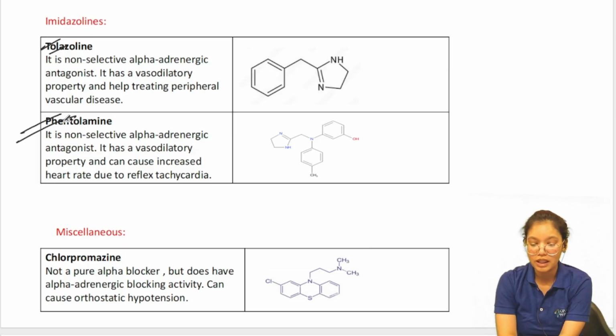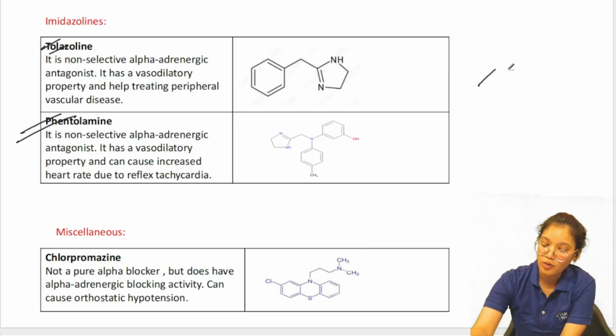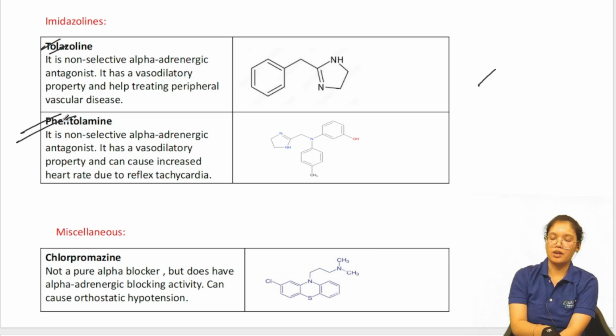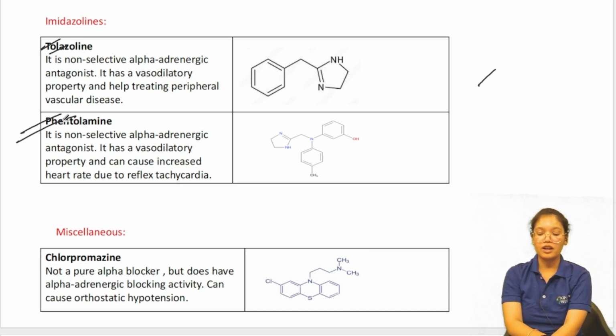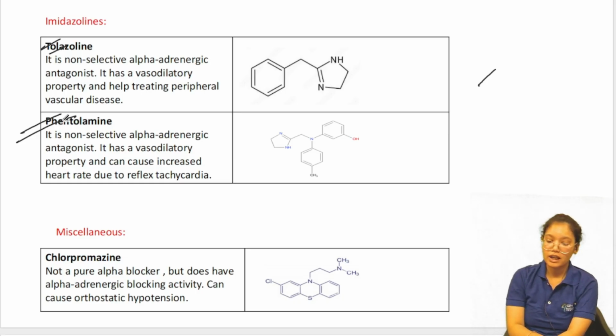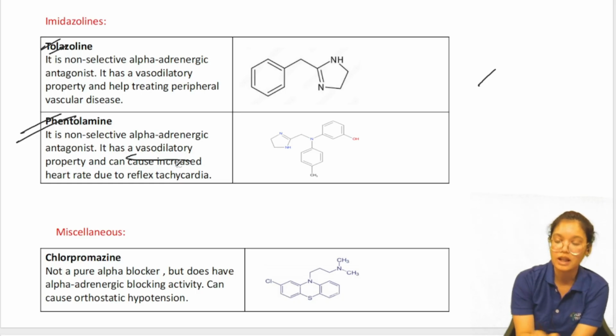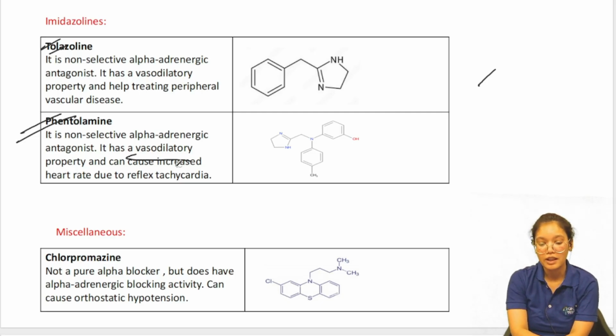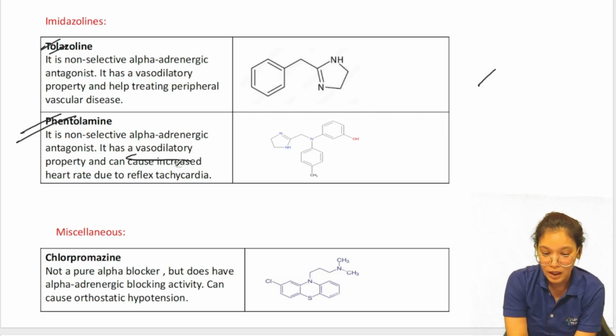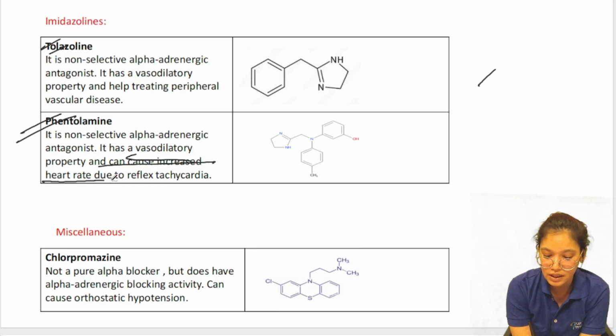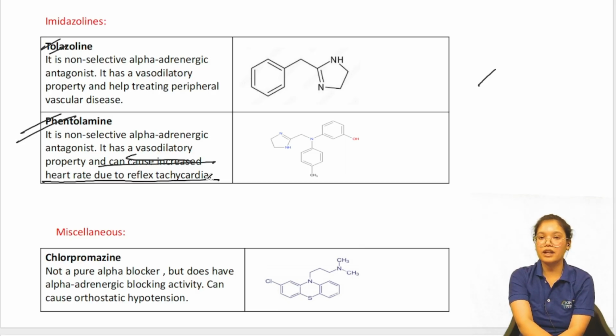Second is phentolamine. We can say it is a non-selective alpha adrenergic antagonist. It also has a vasodilatory property. As it causes vasodilation, it will have a side effect of headache. It can also cause an increased heart rate due to reflex tachycardia. As it is also a non-selective alpha adrenergic blocker, it has the side effect of causing tachycardia and other cardiac problems.